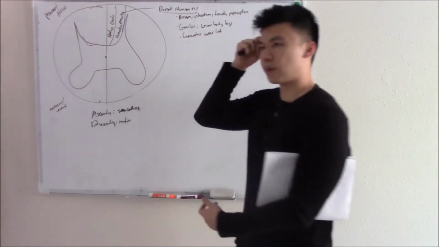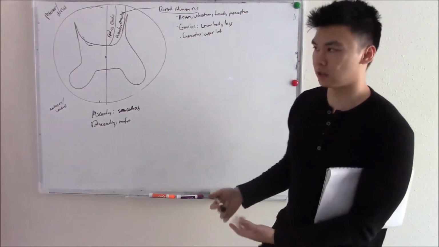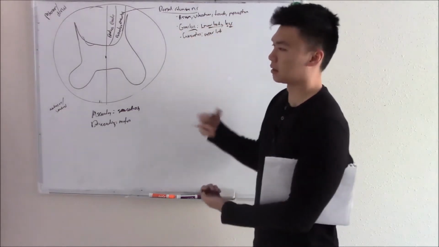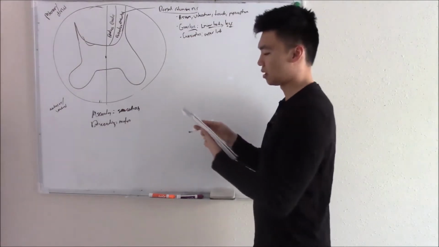And then I always remember gracilis sounds like graceful, and I think of ballerinas as being graceful, and they use a lot of lower legs, so that way I can remember lower body, legs is gracilis, and the other one's the other one. Okay, so those are your dorsal columns.